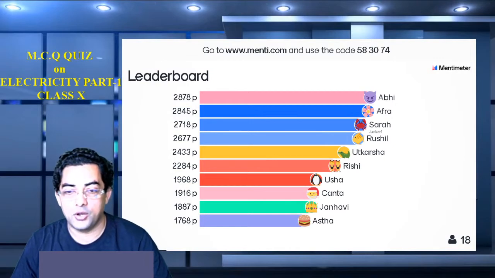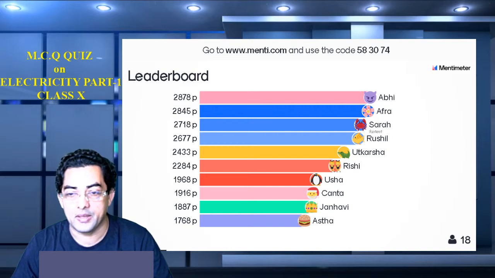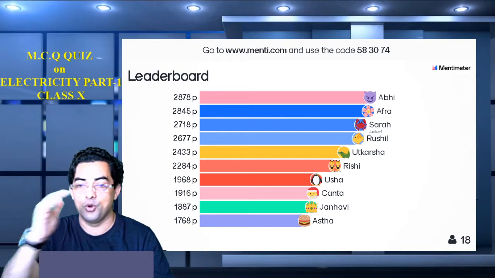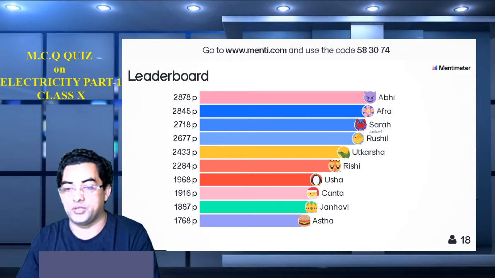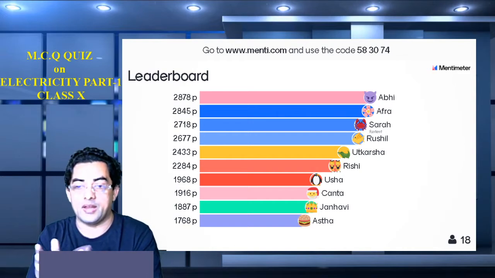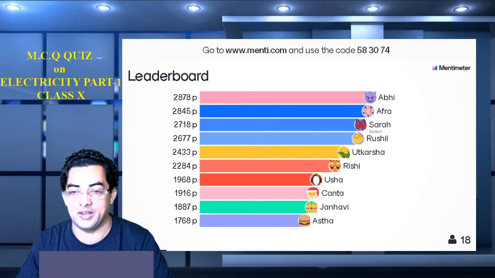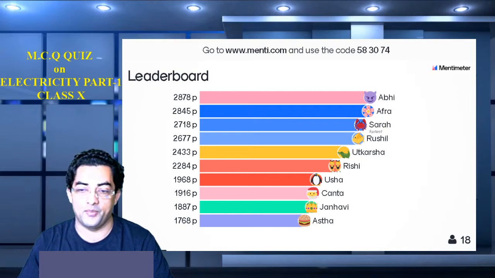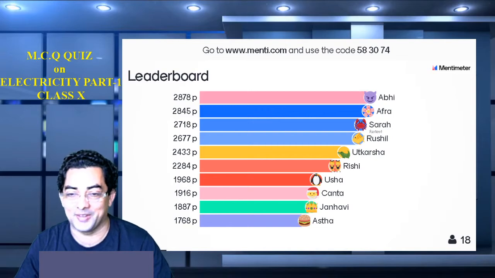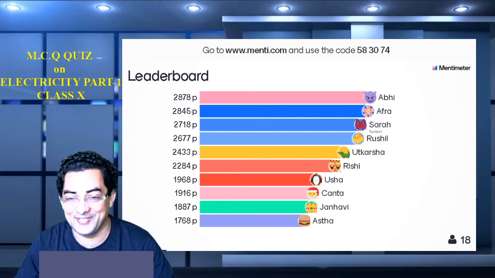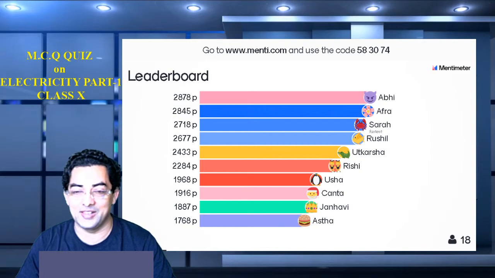Usha has dropped down drastically. This was Sara, the fastest finger this time, so she's moved up to position number 3. Well done Sara. Well done Abhi and Afra. Now all three girls are visible in our top positions. From 4th position a boy starts, then the 5th a girl, then again a boy, a girl, then Janvi, and then Astha. So a lot of girls coming up.